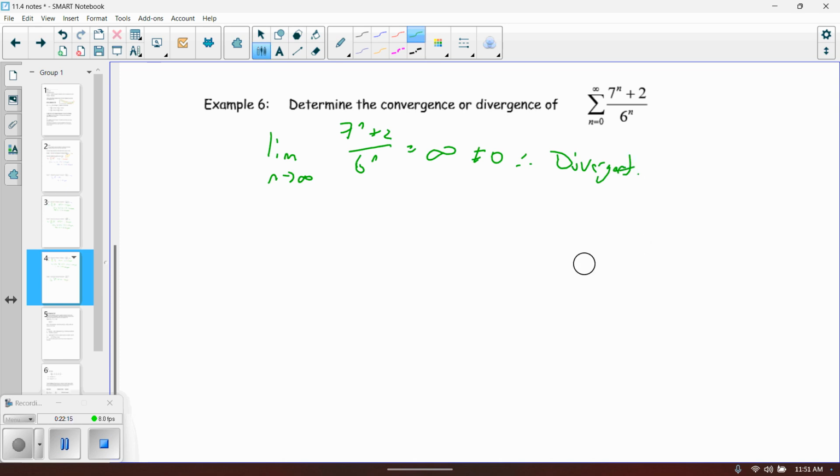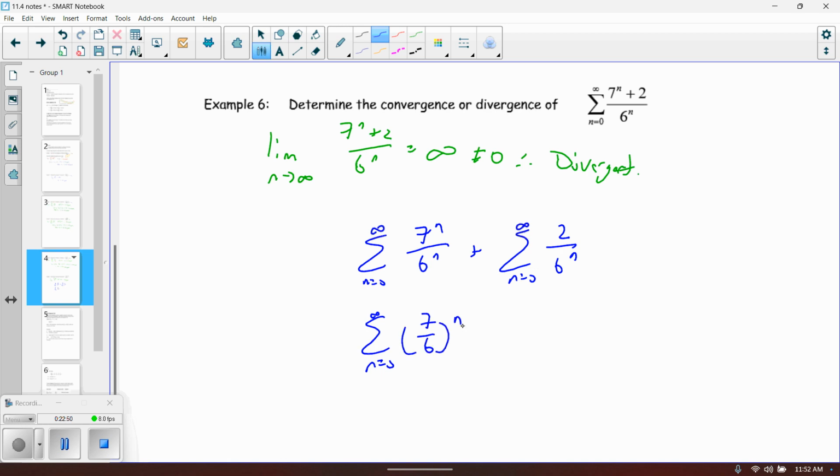The other way you could do this one, if you wanted to actually use a comparison test, I'm not going to go through the full thing here, but you could split that sum. You could make this the sum of 7 to the n over 6 to the n from 0 to infinity, plus the sum as n equals 0 to infinity of 2 over 6 to the n. And what you would do here is look at the first one, which is the sum as n equals 0 of 7 over 6 to the n power.